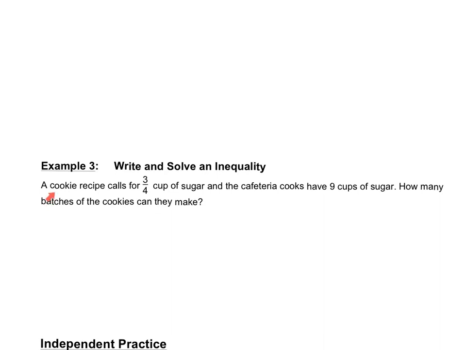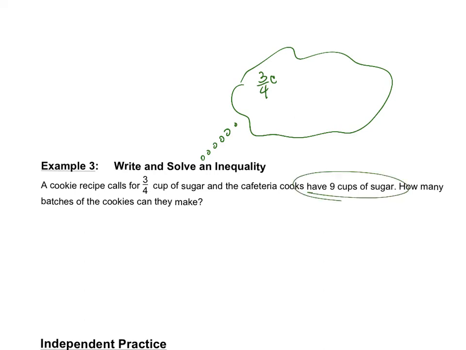First, a cookie recipe calls for 3/4 of a cup of sugar for a cookie recipe. Okay, so we're picturing in our head the fact that in order to make cookies, you need 3/4 of a cup. The cafeteria cooks have 9 cups of sugar. That means they don't have anything more than that. They have no more than 9 cups of sugar.